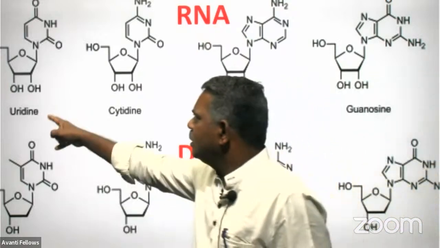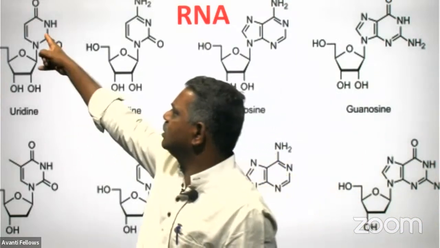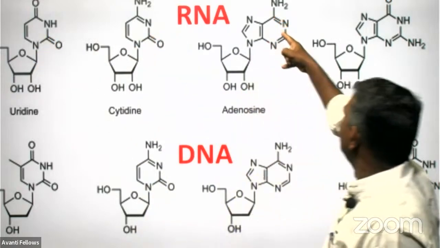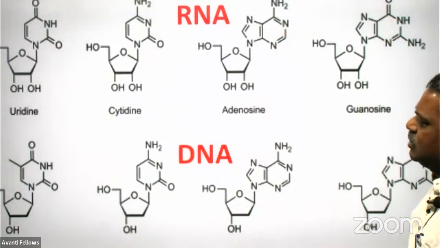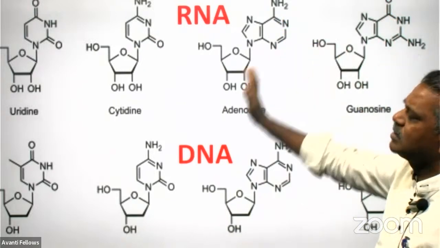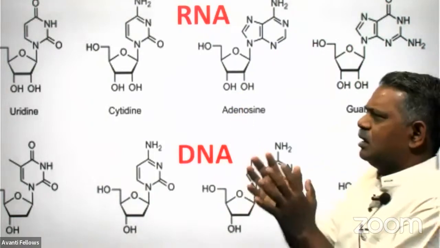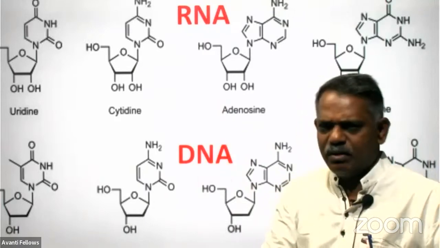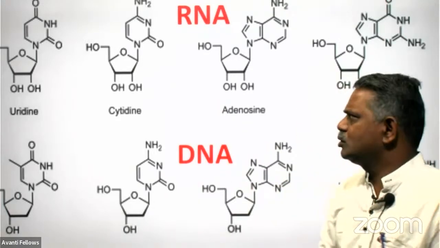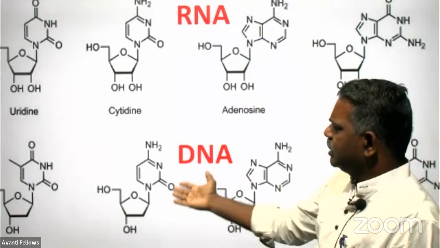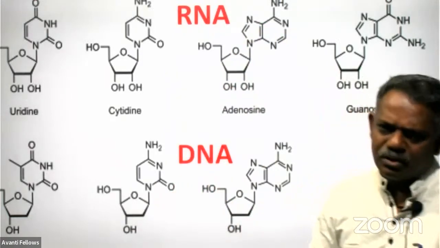Then uridine, it is U, and it is C, this is A, and this one is the G only, right? And these are the nucleosides. Nucleoside means the combination of only nitrogenous base and the pentose sugar. Maybe it's ribose sugar or deoxyribose sugar. In case of RNA, it is ribose sugar. In case of DNA, it is the deoxyribose sugar only.